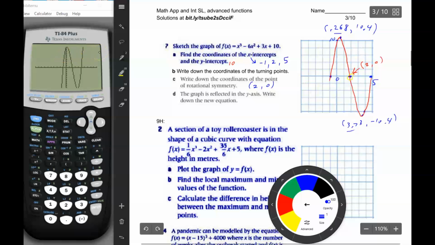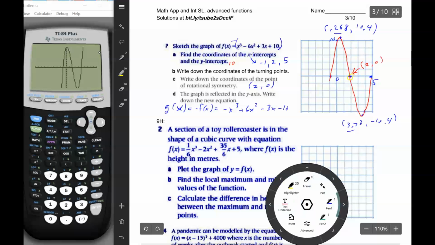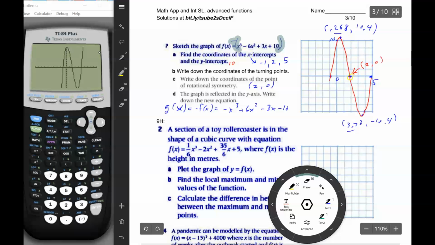So basically, your reflected graph would be negative f of x, which is equal to negative x cubed plus 6x squared, because we're going to take the negative of everything, like that, okay? So minus 3x minus 10, okay? All right.